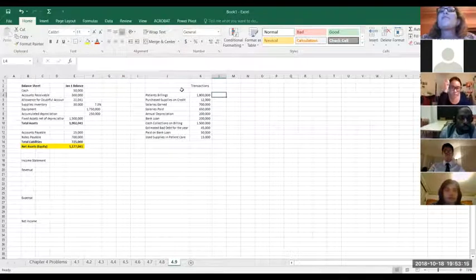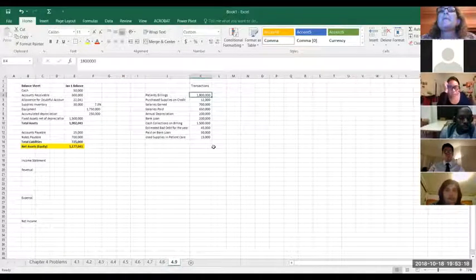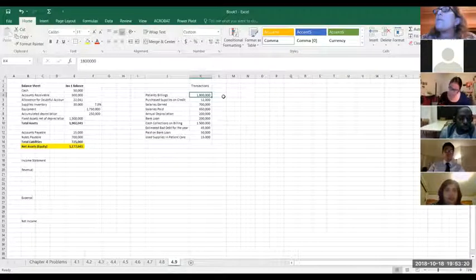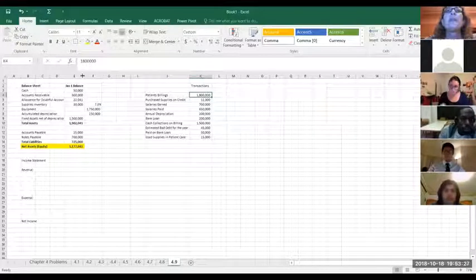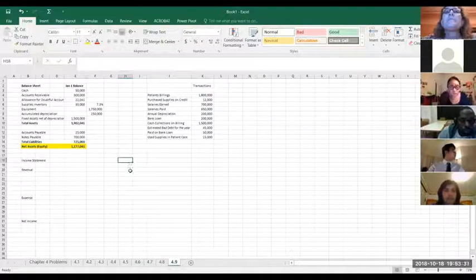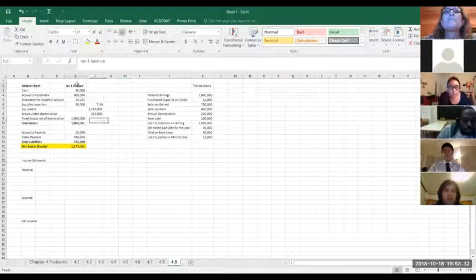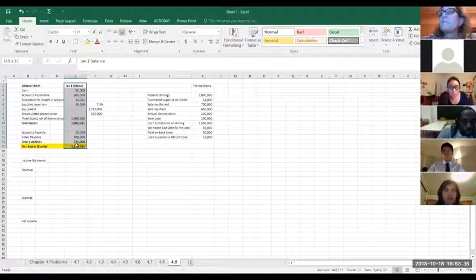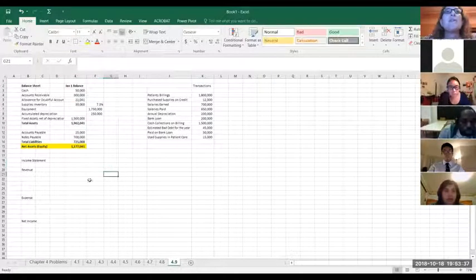All right, so let's start with the first one, patient billings, okay? So we look at patient billings. What would that be on our income statement and on our balance sheet? Anybody want to take that one first? Increase accounts receivable. Okay, it would increase your accounts receivable.